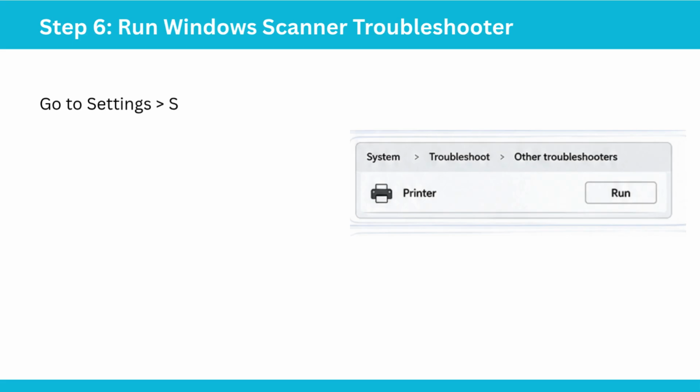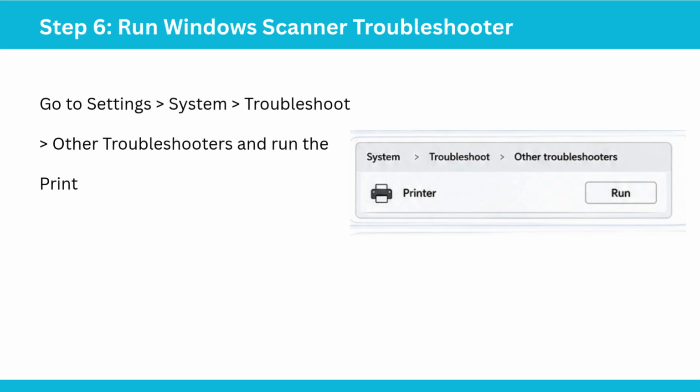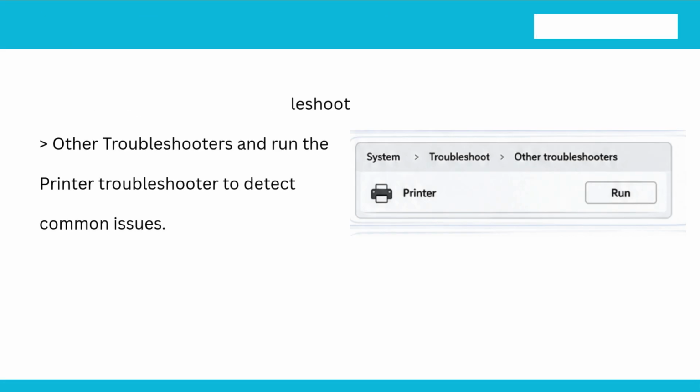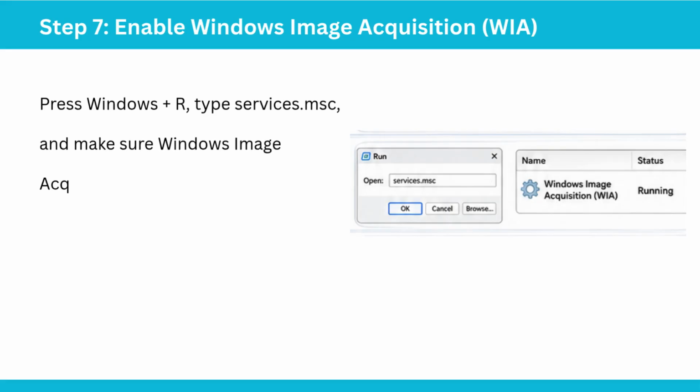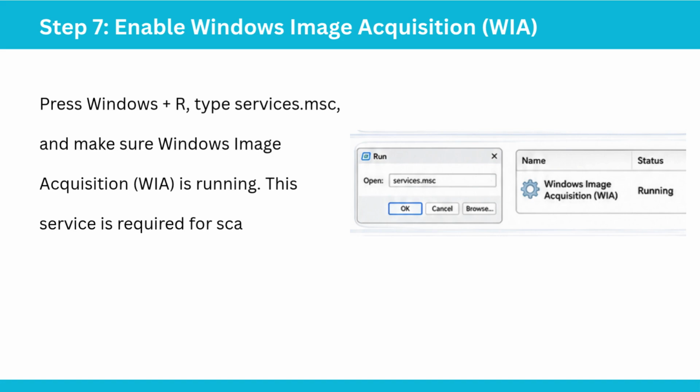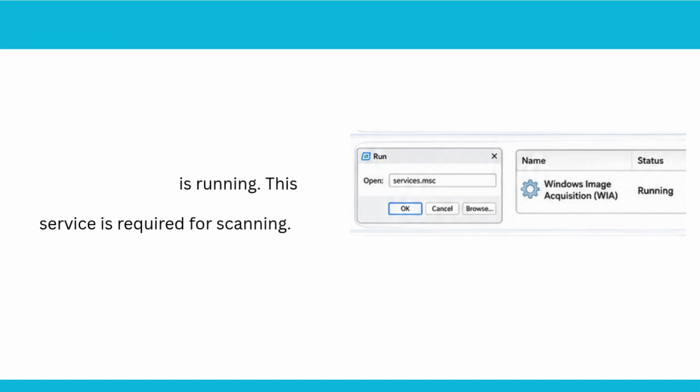Step 6. Run Windows Scanner Troubleshooter. Go to Settings, System, Troubleshoot, Other Troubleshooters and run the Printer Troubleshooter to detect common issues. Step 7. Enable Windows Image Acquisition, WIA. Press Windows R, type services.msc, and make sure Windows Image Acquisition, WIA, is running. This service is required for scanning.